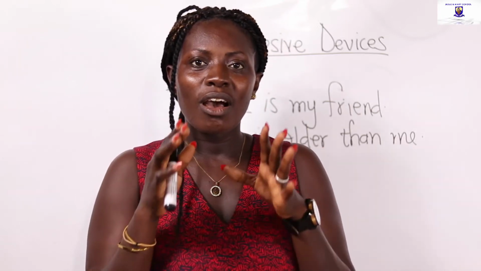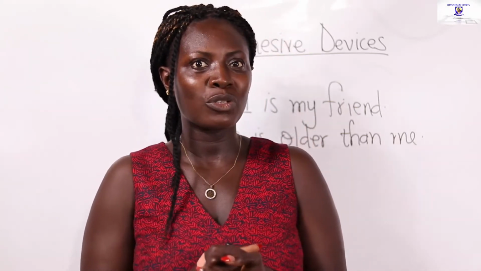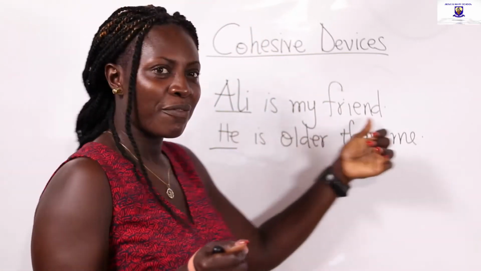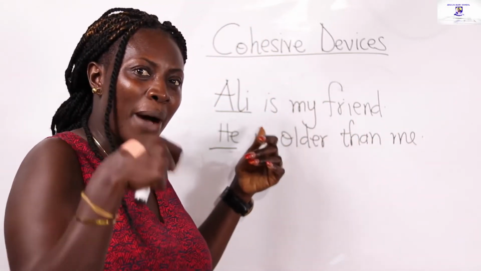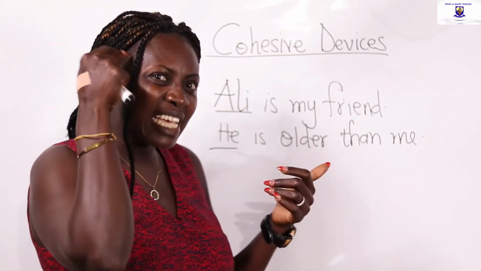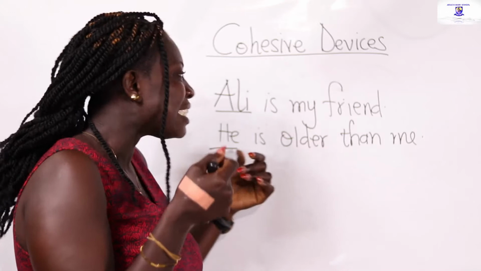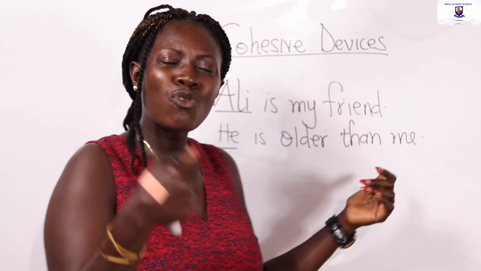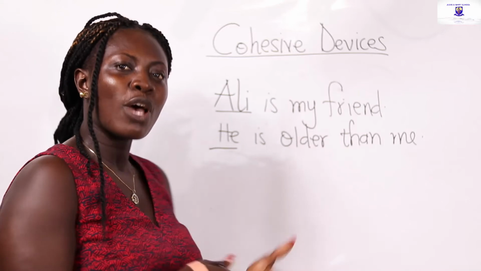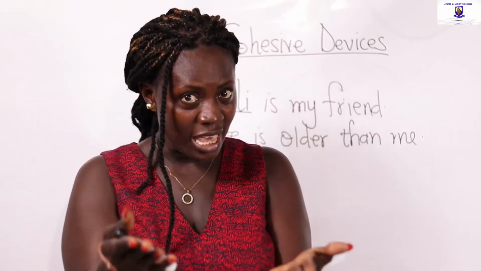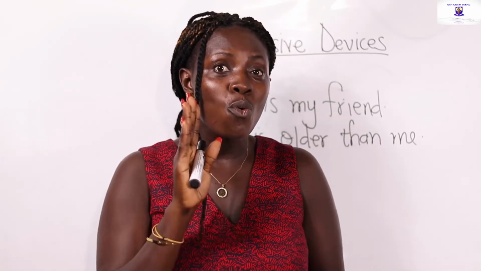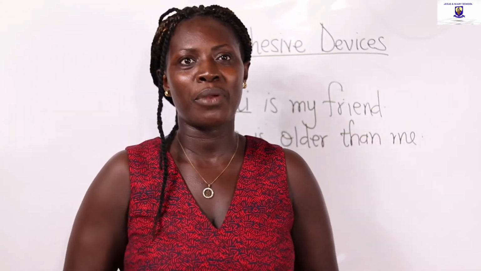Secondly, keep in mind who and what you are referring to. Keep in mind exactly who and what you are referring to. For instance, Ali is my friend, so I am talking about Ali. I should make sure Ali is in my mind so that I will not say it is older than me, but I will know that I am talking about Ali. So I'll use the pronoun he. Make sure you keep in mind who or what you are referring to.